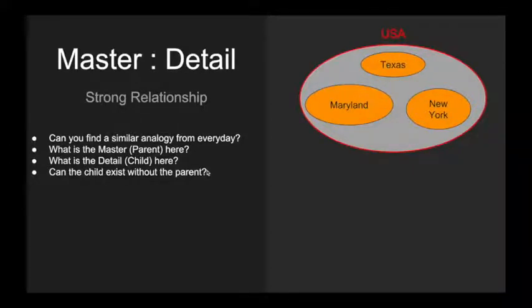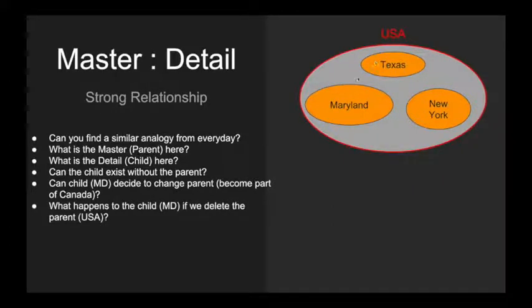Do you think the child can exist without the parent? No. Can the child decide to change the parent? Like, can Texas say, I want to be part of Mexico or Canada? No. What would happen to these states if we delete USA in Salesforce? Everything would be deleted. The USA record and the child records would be deleted as well. This makes sense, right? This is a very strong relationship. Without the parent, the children cannot exist.